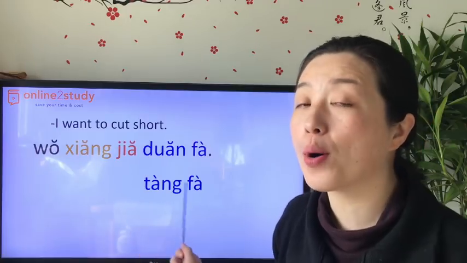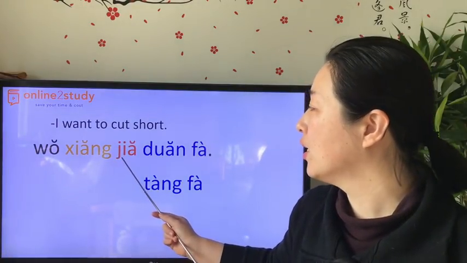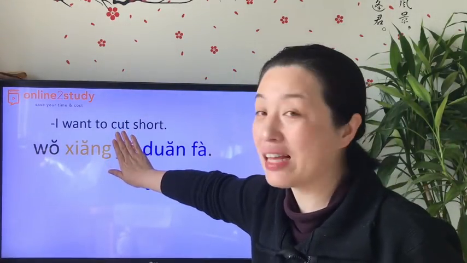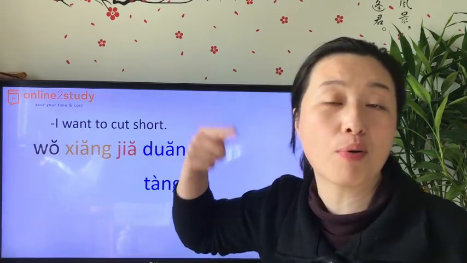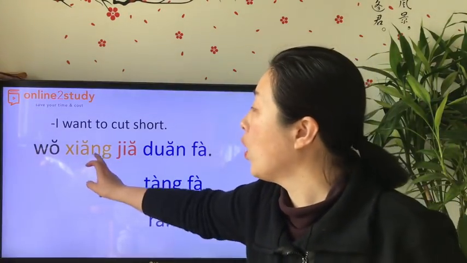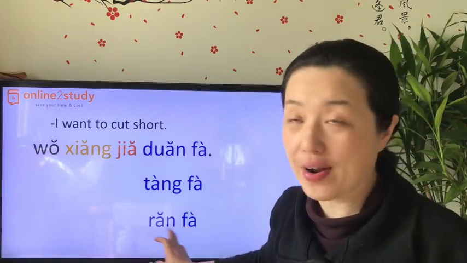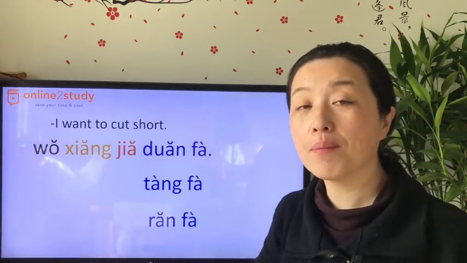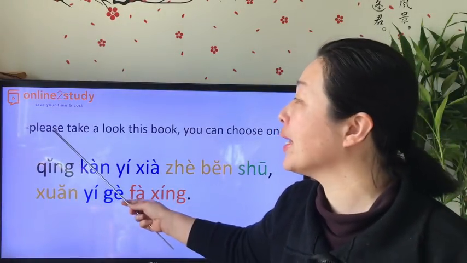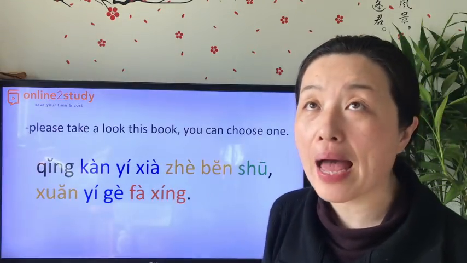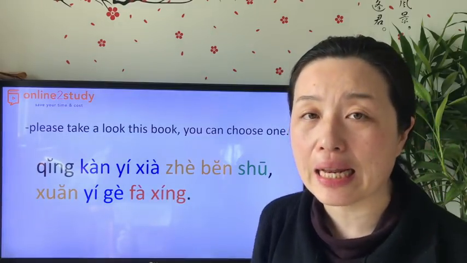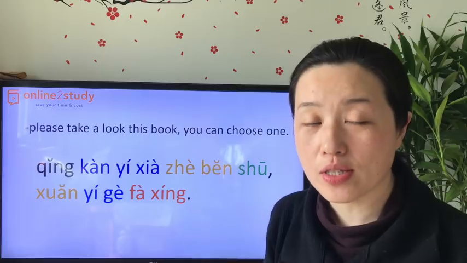Or, I want to perm my hair. How to say? 我想剪... no, there isn't. 我想烫发, because that is not cutting hair, that is just perming your hair. So 我想烫发. Okay? And then, 我想染发, dye your hair, right? 我想染发. So, after that, please take a look at this book. Because sometimes you say, okay, I want to cut my hair short, but you don't know exactly what short hair you want. So they will suggest a book.